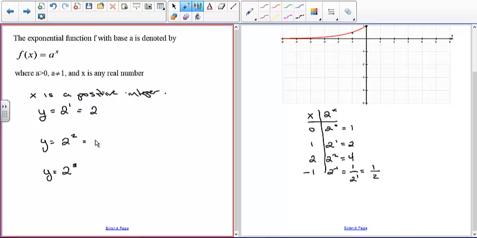Here the exponent is 2, so that means we take 2 times 2. So we have 2 multiplied by itself. So that's 4. 2 cubed, that means you take 2 times 2 times 2, which is 8. And 2 to the 4th power is equal to 2 times 2 times 2 times 2, which is 16. So those positive integers make sense.